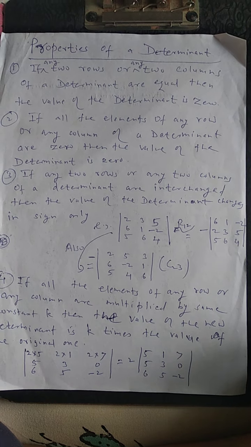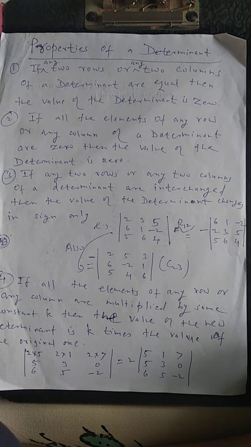Fourth one, if all the elements of any row or any column are multiplied by same constant k, then the value of the new determinant is k times the value of the original one. See, our original determinant is 5, 5, 6, 1, 3, 5, 7, 0, 2. If we multiply all the elements of the first row by the constant k, which is 2 here, 2 into 5, 2 into 1, 2 into 7, so that 2 we can take out.